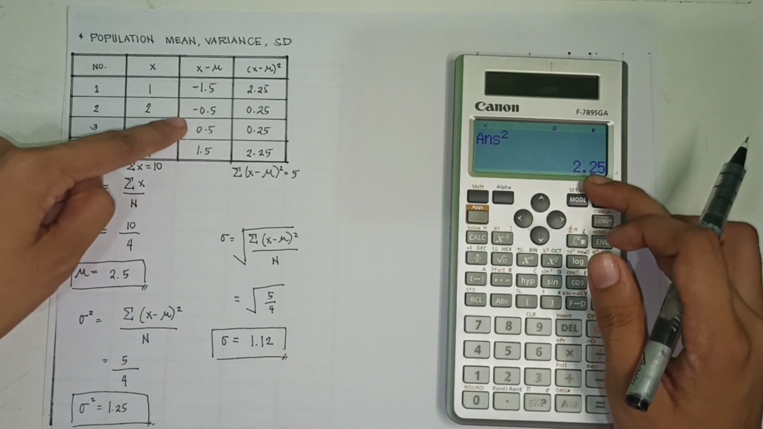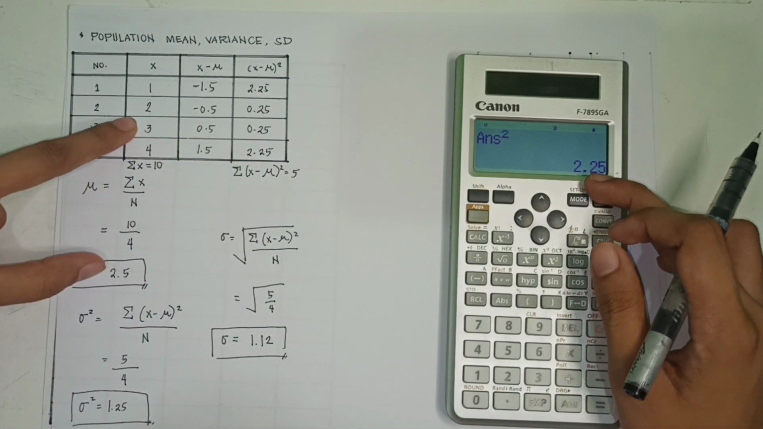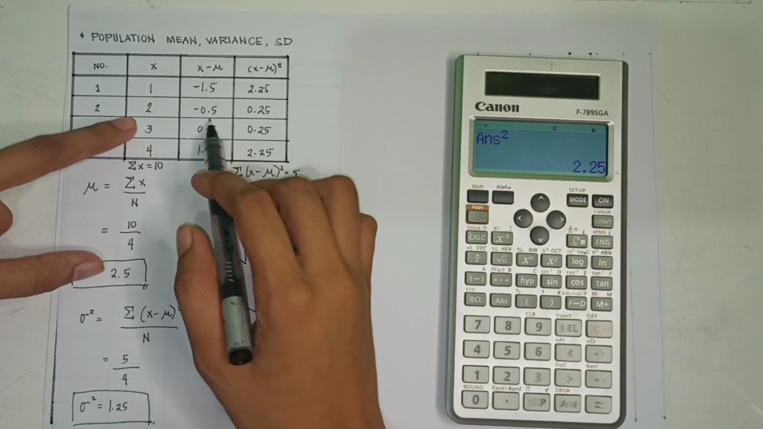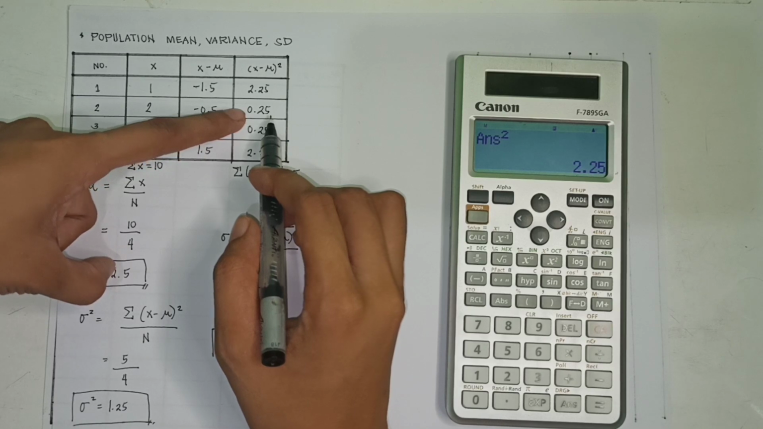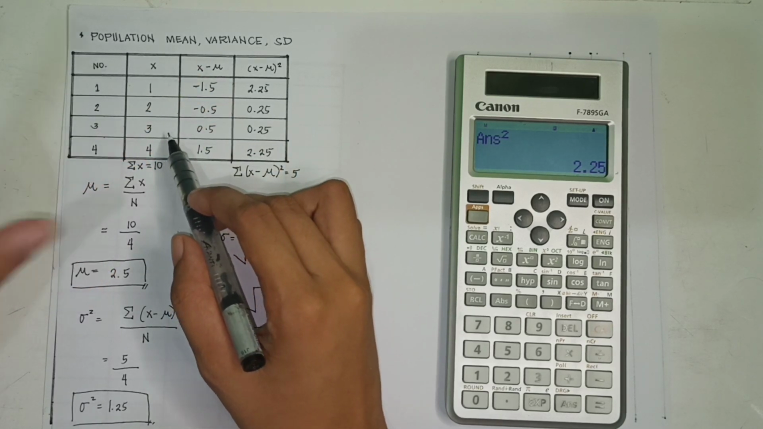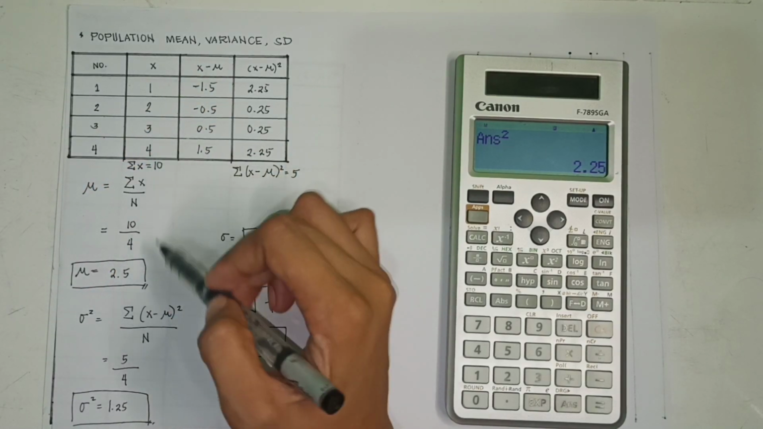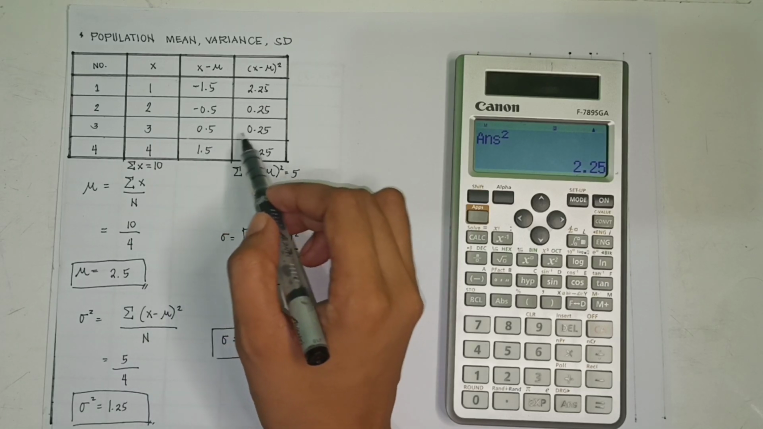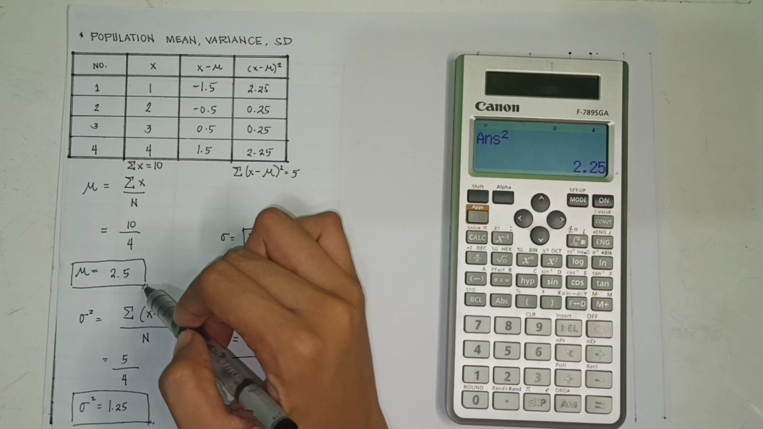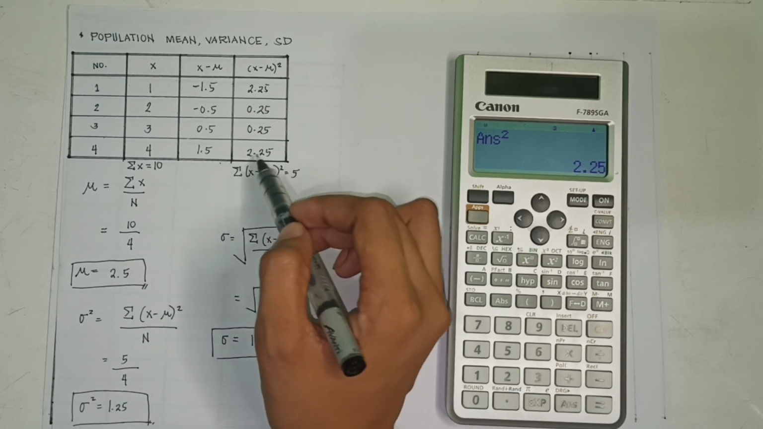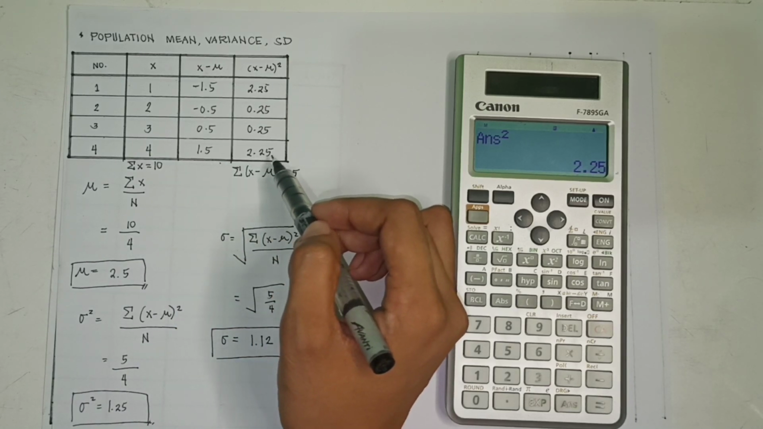Okay, so proceed ka na sa next row. So 2 minus 2.5, that is equal to negative 0.5. Diretso squared, that is 0.25. And for the next row ulit, just continue the process. 3 minus 2.5, that is 0.5 squared, that is 0.25. As well as 4 minus 2.5, that is 1.5, then squared, that is 2.25.